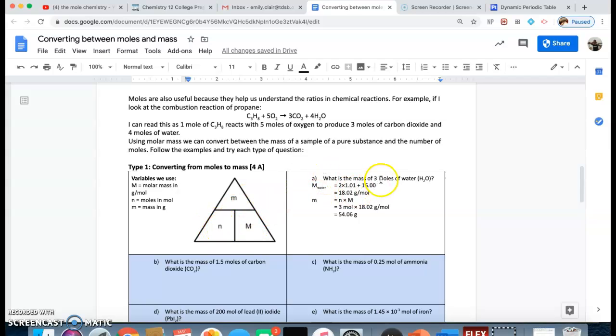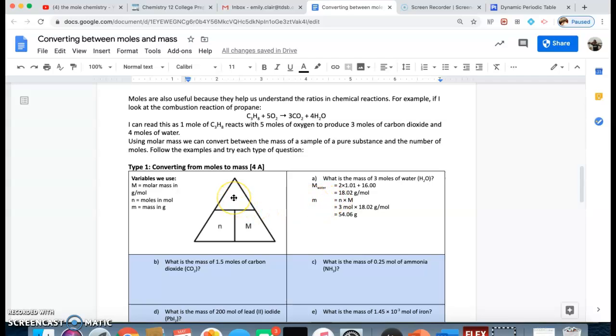Okay, so I want to find this, which means that I need n and M. n is given in the question, 3 moles. And then big M, the molar mass, I'm going to have to work that out. So that's one of the steps of my problem, and you can see that I've done that right here. Okay? So I've calculated the molar mass because I need that. And pretty much all of the questions you do today, you'll need to calculate a molar mass. And then I can move into actually calculating the mass.